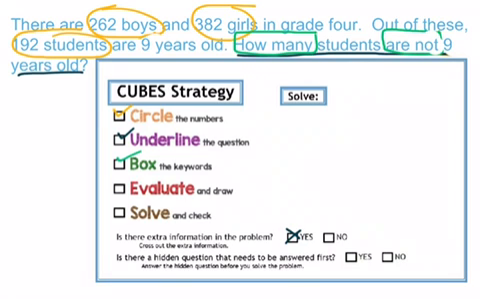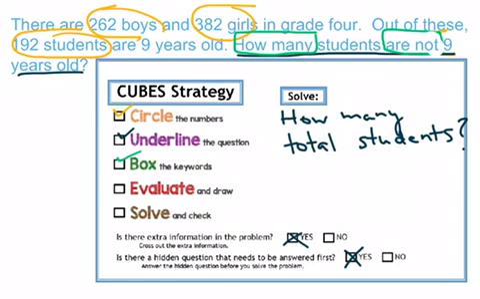And the next question is there a hidden question that needs to be answered first? Well, there is, because we have boys and girls in grade 4, and then it said out of these, all the students, 192 are 9 years old. So we can't subtract 192 from all of the students until we know how many all of the students we have. So our hidden question would be how many total students.